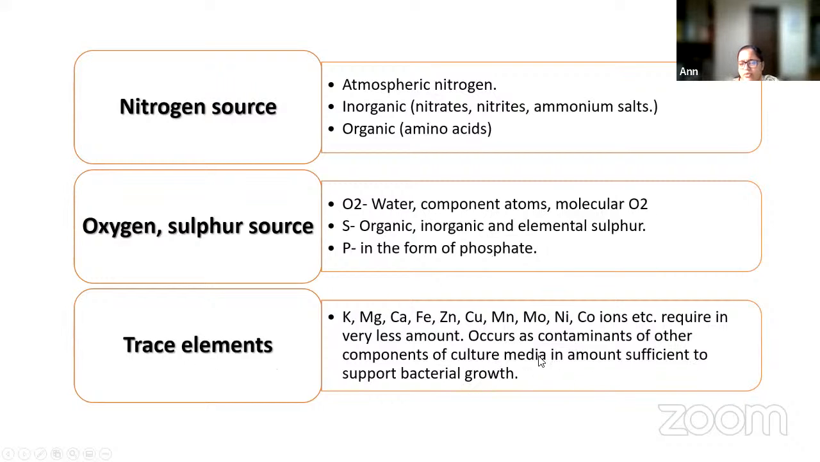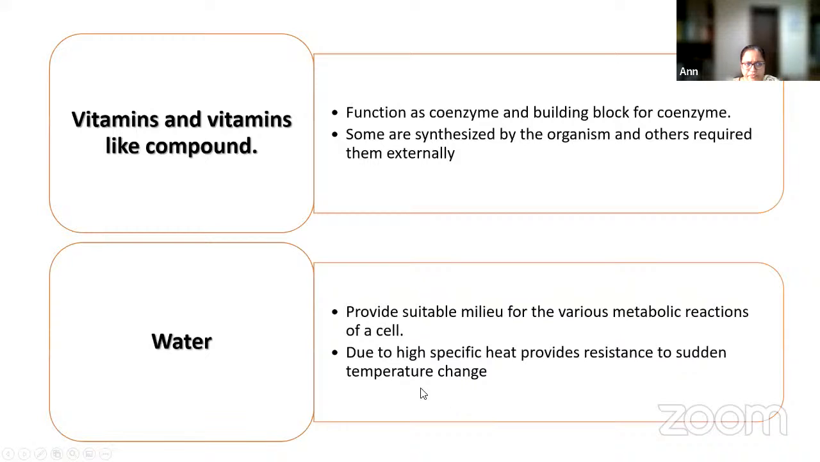Now, trace elements usually are there as contaminants in the culture medium, but many a times this is not sufficient for growth. So, potassium, magnesium, calcium, ferrous, zinc, copper, all these ions need to be checked in the quantities needed. Some organisms may also need vitamins and vitamin-like compounds which function as coenzymes or building blocks for the coenzyme. Here, literature gives you an idea based on your end product whether this is needed or not.